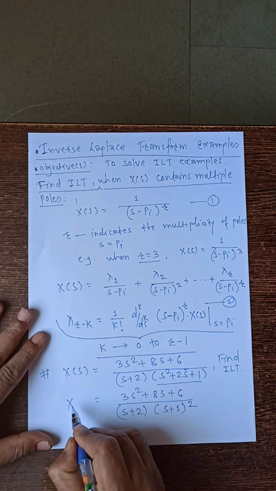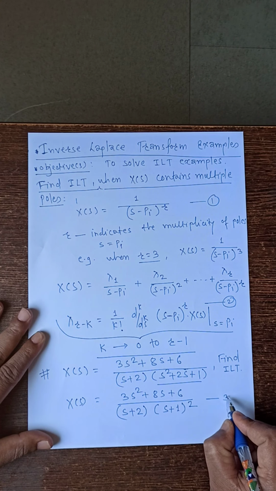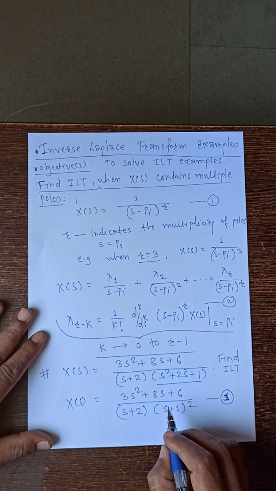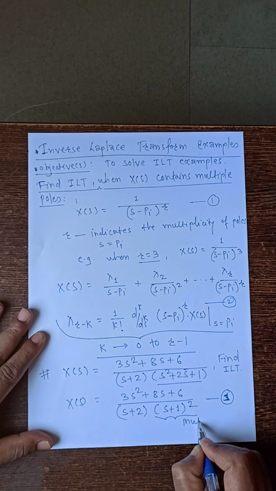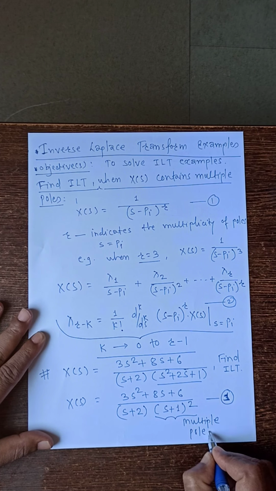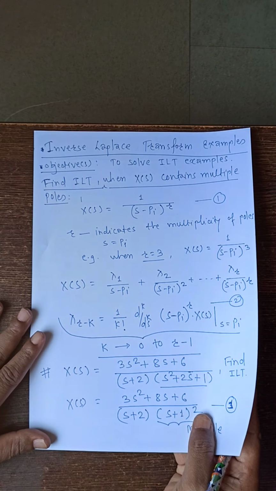So this is X(s). Let it be equation number 3, or we'll start with equation 1 once again. So this is equation number 1. These are the multiple poles. The multiplicity is r. So these are the multiple poles at s equals minus 1, and this is the distinct pole. So we can write the equation using the PFE format as follows.